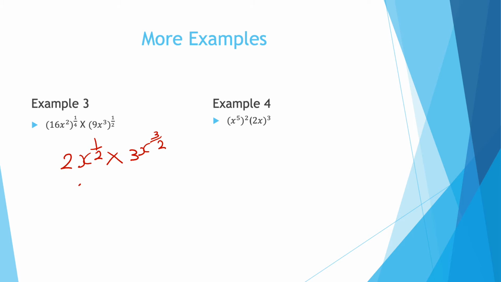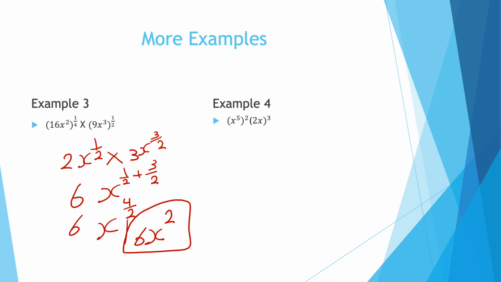So 2 times 3 is 6, because numbers you just multiply normally, and that gives me half plus 3 over 2. Now we've got fractions, so half plus 3 over 2 is 4 over 2. And then you can even simplify it further. That gives me x to the power of 2. So that's your final answer.